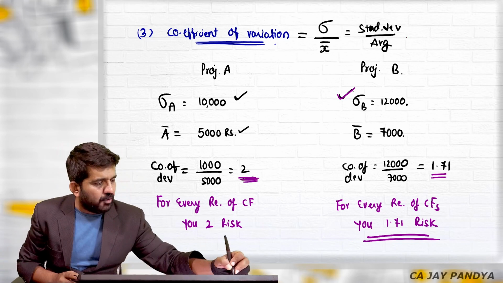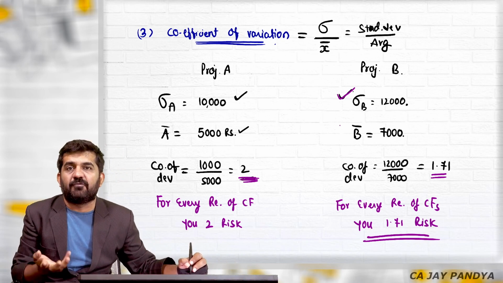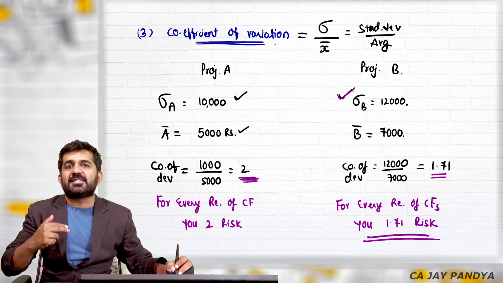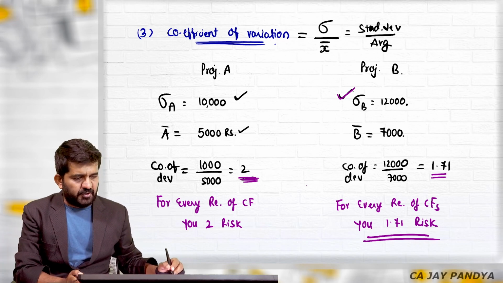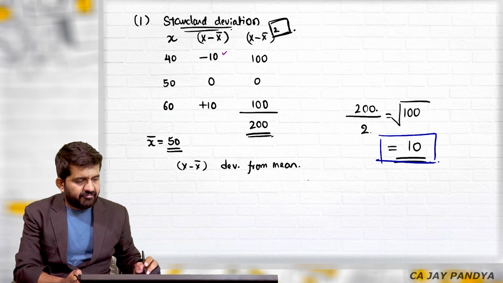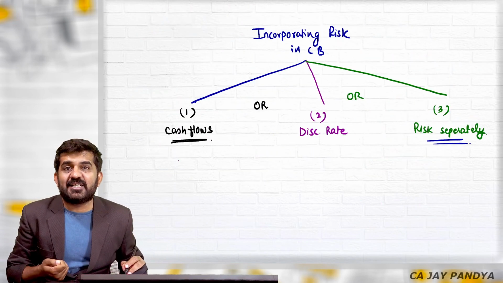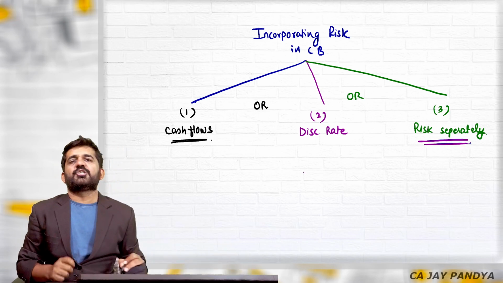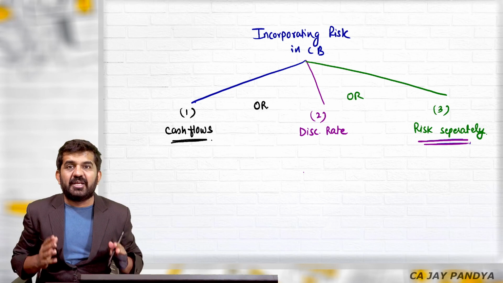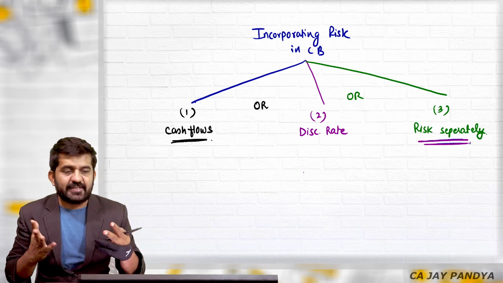How can we find out? By a relative measurement, which is the coefficient of variation, which is nothing but standard deviation divided by average cash flow. So this is the coefficient of variation. Again, if you measure risk in this manner, risk is found out separately. We don't incorporate it anywhere. We are finding out a risk separately.